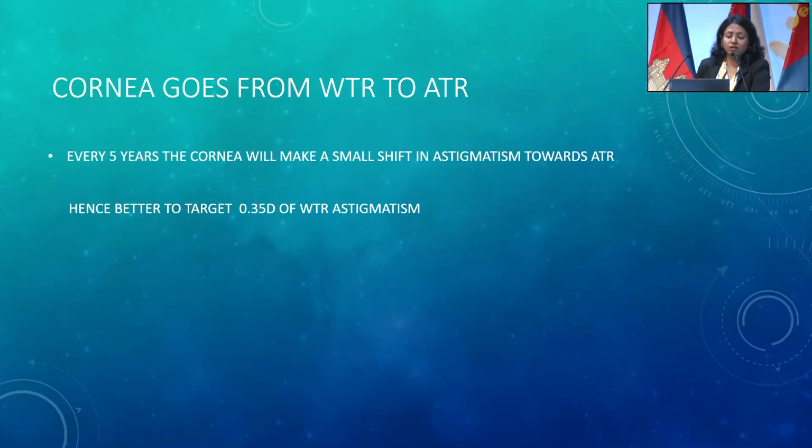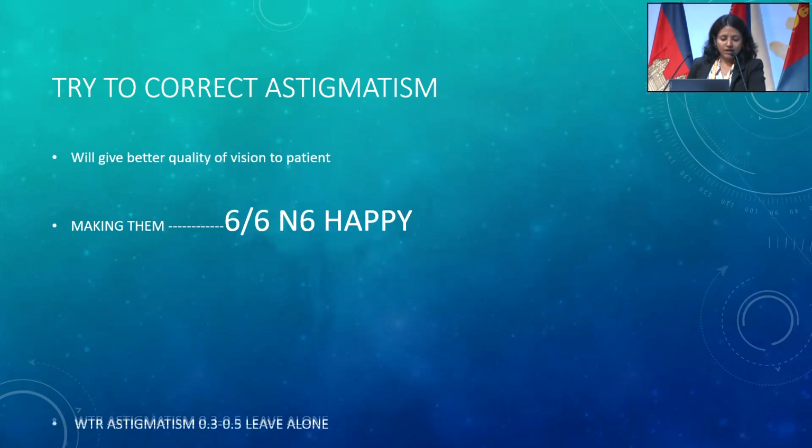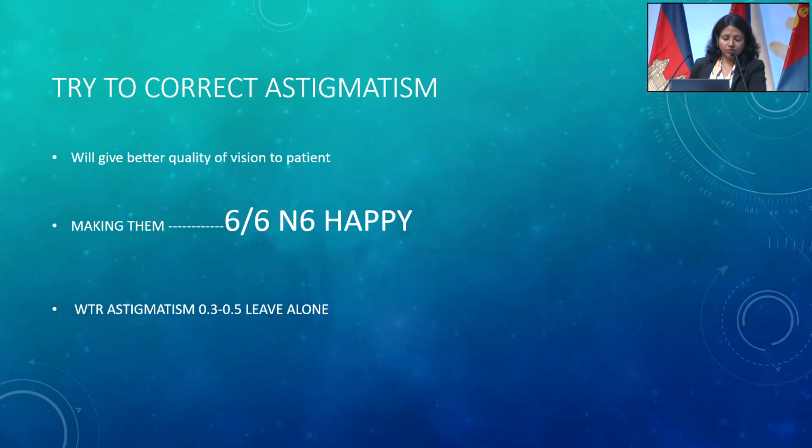The reason being, the cornea goes from with the rule to against the rule as the patient ages. Every 5 years, the cornea will change on its own. So it's better to target 0.35 diopters of with the rule astigmatism. So try to correct astigmatism. It will give a better quality of vision to the patient, making them 6/6 happy. And with the rule astigmatism of 0.3 to 0.5, it is better to leave it alone.